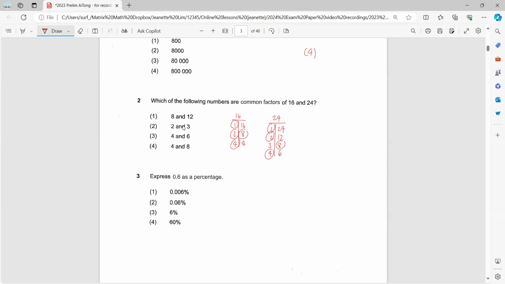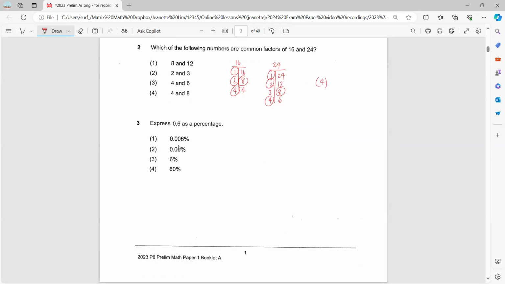So look for the numbers that appear in these 4 combinations or the possible answers here, okay? So 8 and 12, no, not wrong because there's no 12. 2 and 3, no 3. 4 and 6, no, 6 is not. And 4 and 8, yes. So that is the answer, option 4.